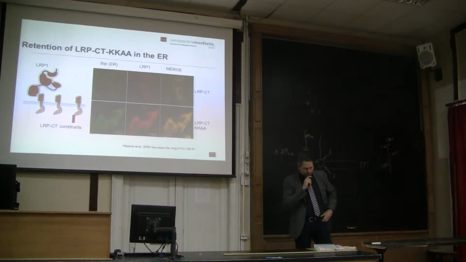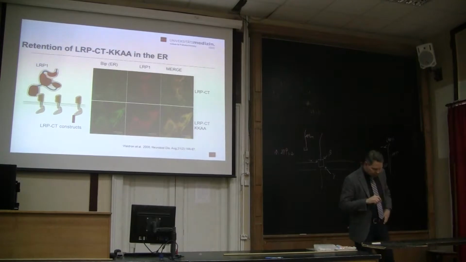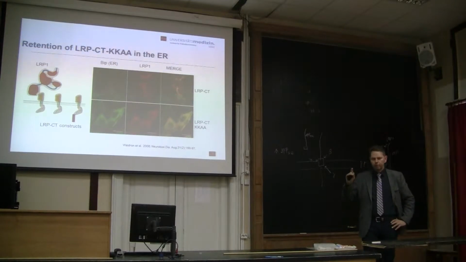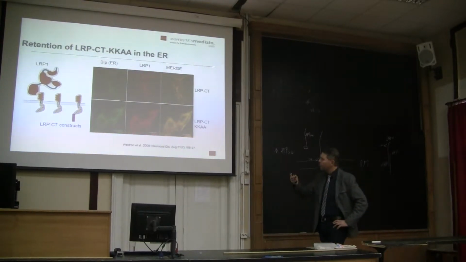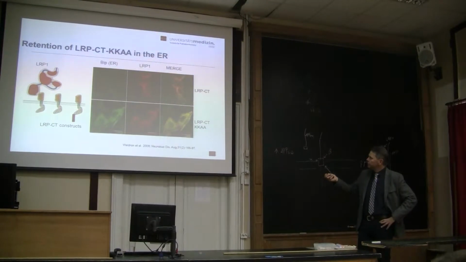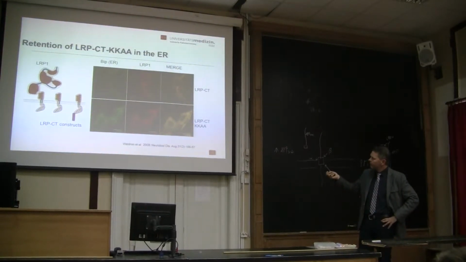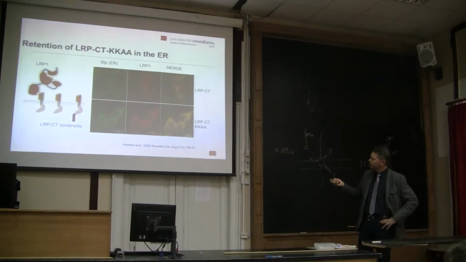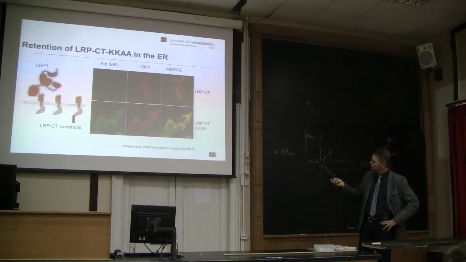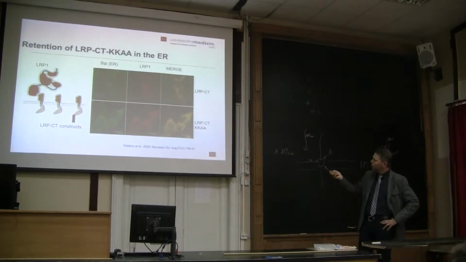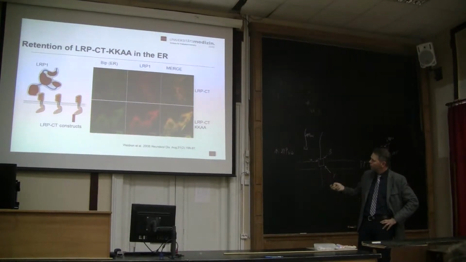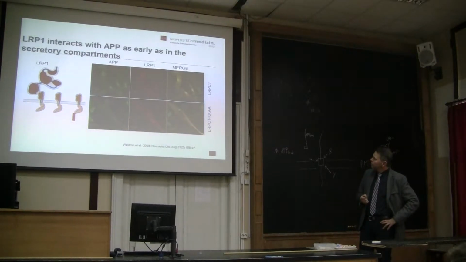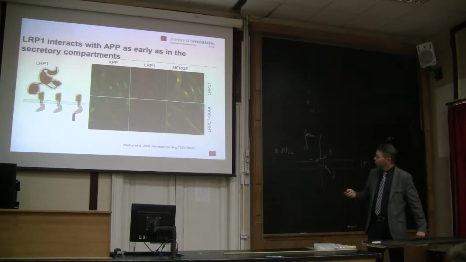Let's continue with the story of LRP and APP. Then we asked ourselves, where does this story start? Are LRP and APP interacting just at the cell surface or prior to that? As I said yesterday, we generated constructs that carry a KKAA tag. This is a tag that keeps your proteins in the ER. You can see nicely here that these proteins are expressed in the ER. The retention constructs are really nicely expressed in the ER. If you don't retain the construct, you have some proteins in the ER, but not a whole lot of them. So these proteins do not travel to the cell surface.